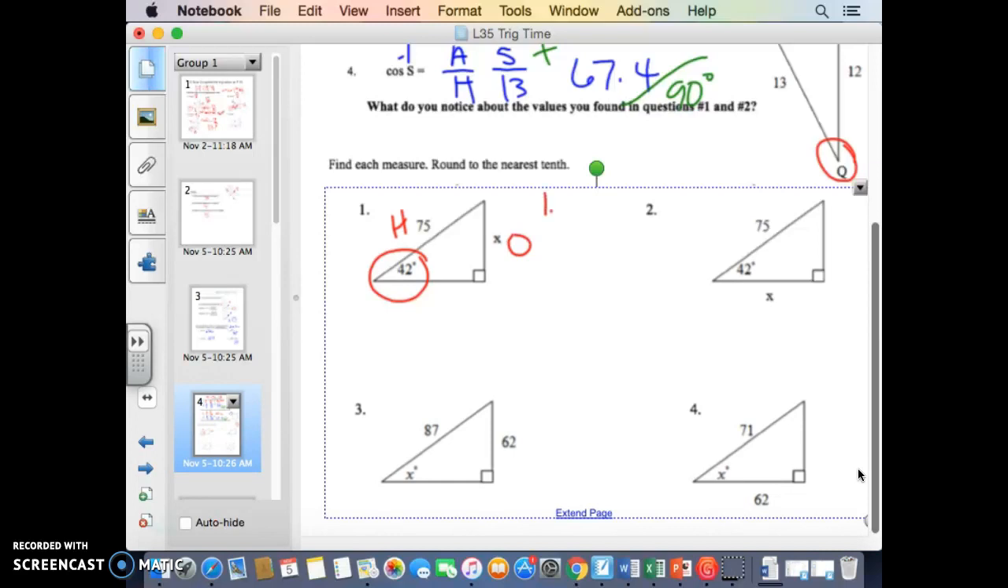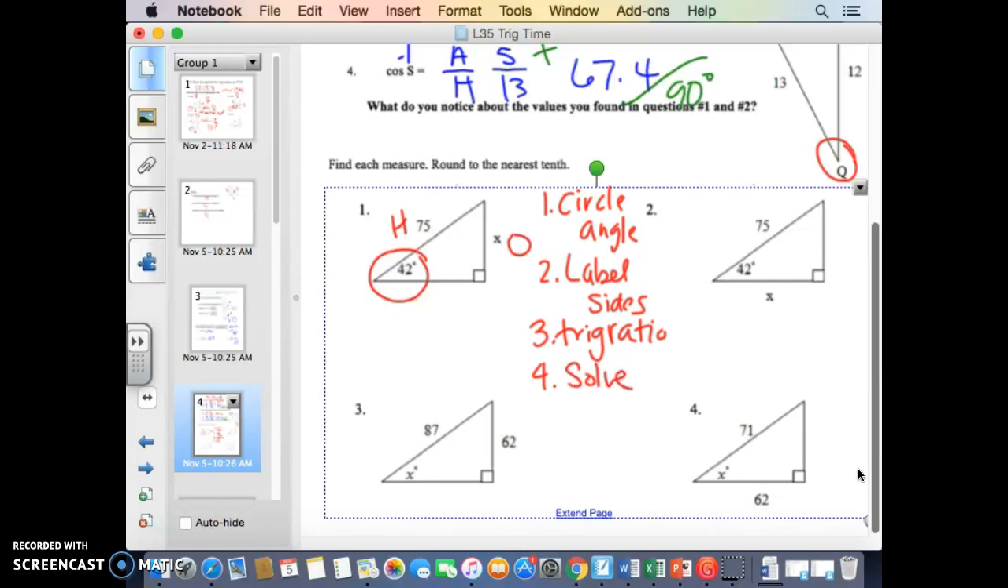So number 1, circle angle. 2, label sides. 3, trig ratio. 4, solve. Okay, so the trig ratio that we're looking for is opposite over hypotenuse. So it's sin 42 equals x over 75.